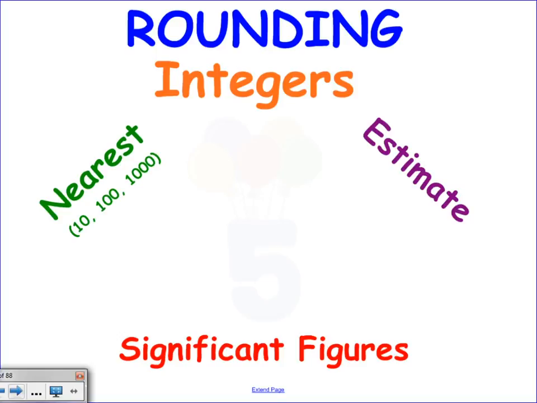And there are 3 main ways of rounding. Rounding to the nearest 10, 100 or 1,000, an estimate of a value they might ask for, or something called significant figures. Now whenever you're doing any of those 3 processes of nearest, estimating or significant figures, there's a golden rule. It's a number, okay, that dictates what you're going to do. Anybody tell me what the number is? 5. And what do we do when we hit a 5?